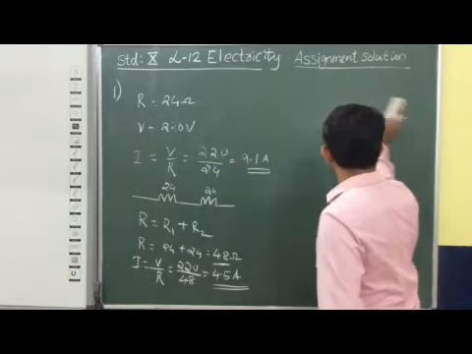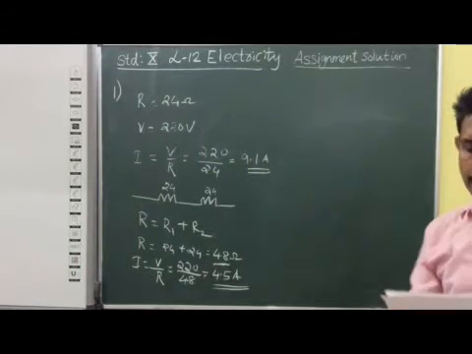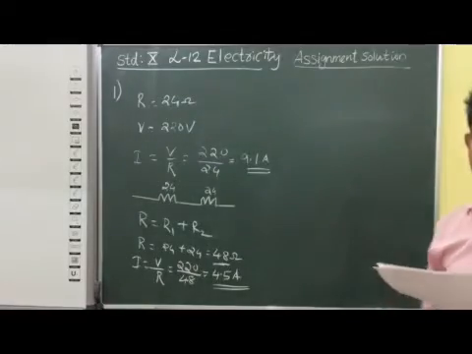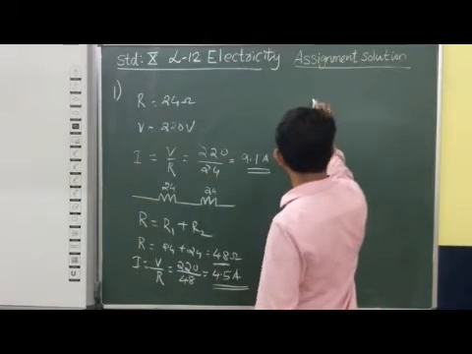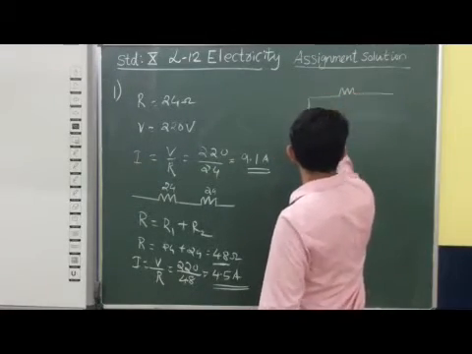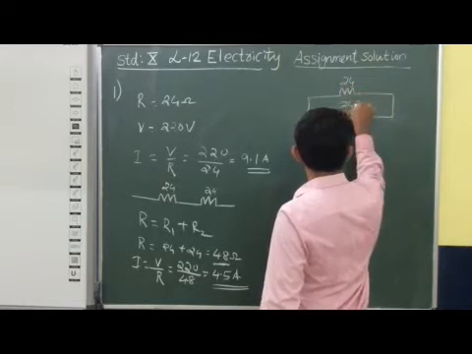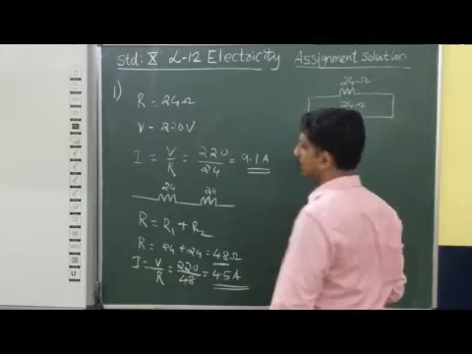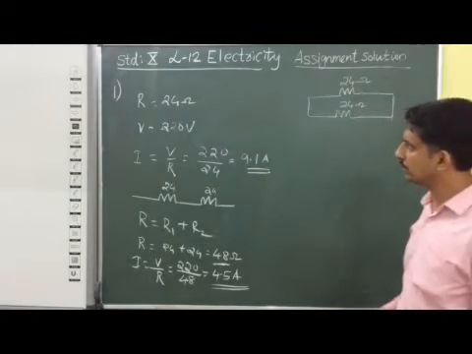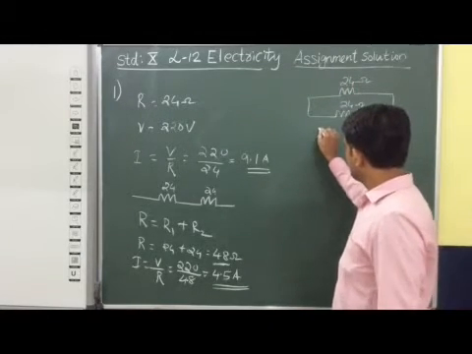Now the third case is asking, you can see that two coils are connected in parallel. So what is the current? So in this way these two coils are connected in parallel. These two 24 ohm coils are connected in parallel. So what is the current drawn by this hot plate?